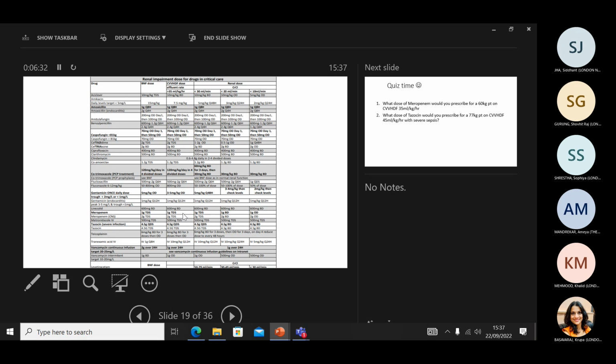Which one do you want to give? 1 gram. Depends on the indication. It's a trick question. If you want it to penetrate the CNS, you give 2 grams. If you don't want it to penetrate the CNS, you give 1 gram. But yeah, you can give maximum dose. Thank you. And the next question, you can leave it like this because you can see both of them.